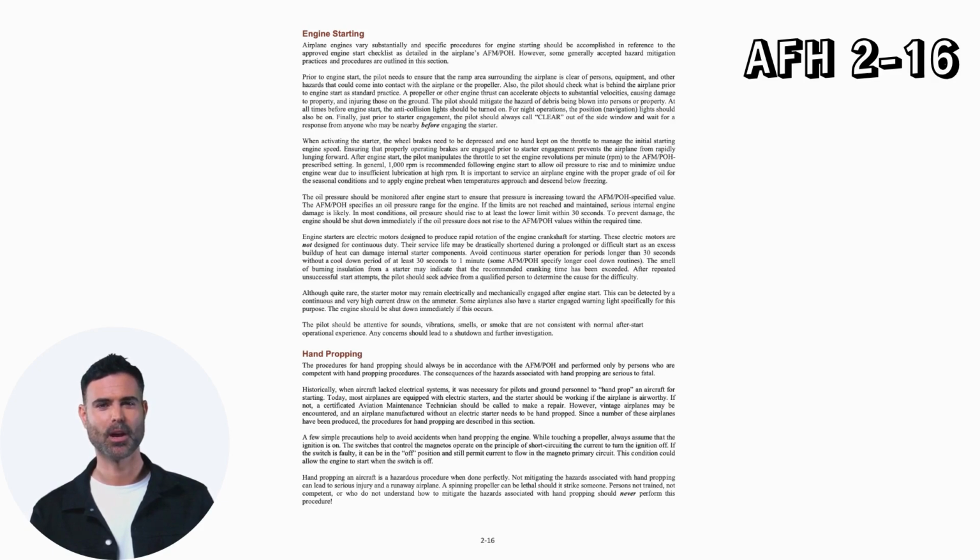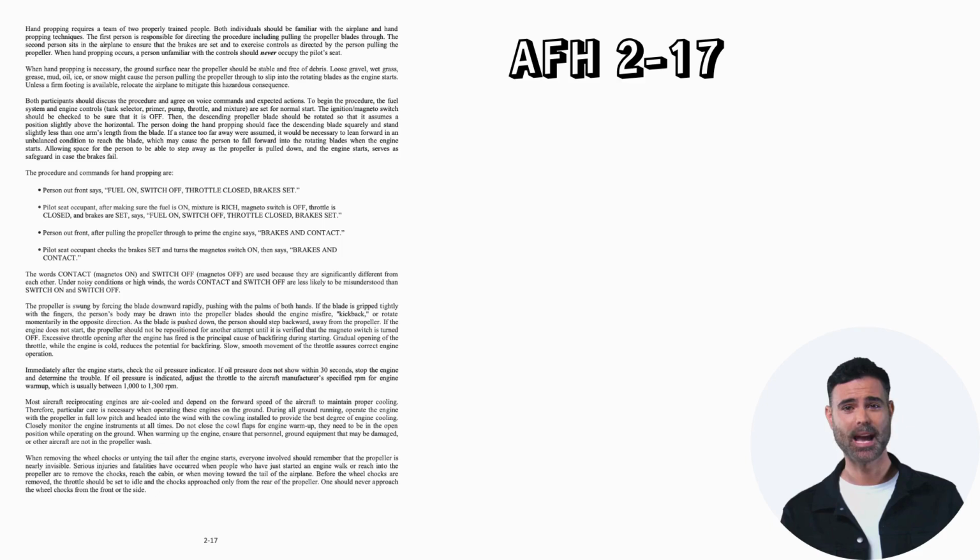Hand propping an aircraft is a hazardous procedure when done perfectly. Not mitigating the hazards associated with hand propping can lead to serious injury and a runaway airplane. A spinning propeller can be lethal should it strike someone. Persons not trained, not competent, or who do not understand how to mitigate the hazards associated with hand propping should never perform this procedure. Hand propping requires a team of 2 properly trained people. Both individuals should be familiar with the airplane and hand propping techniques.